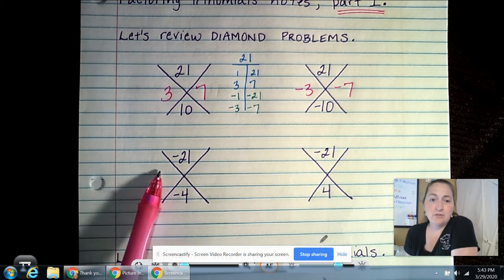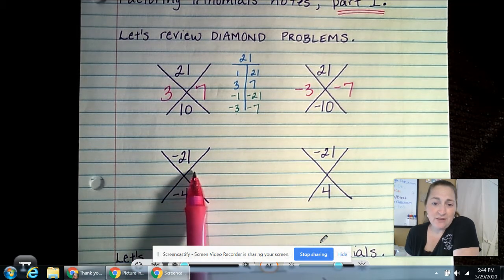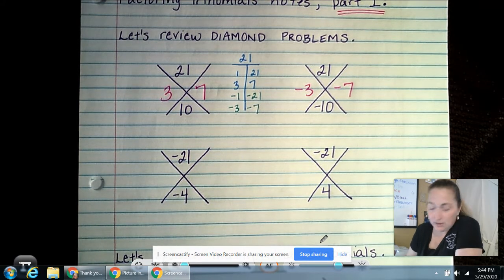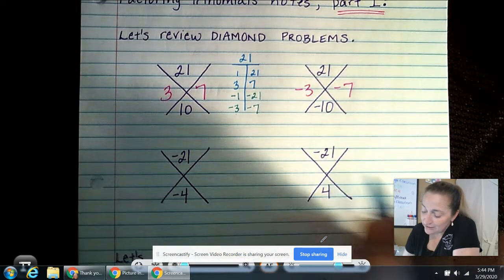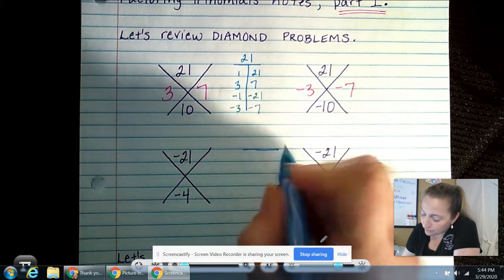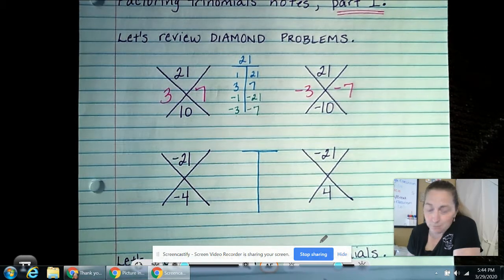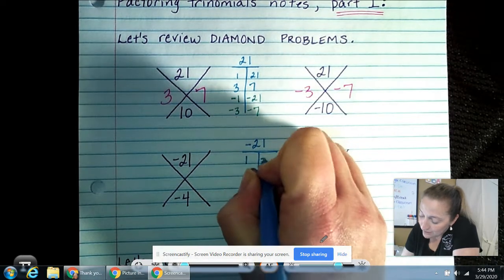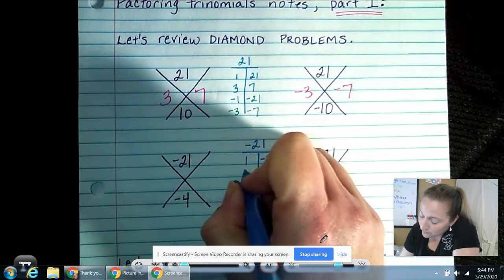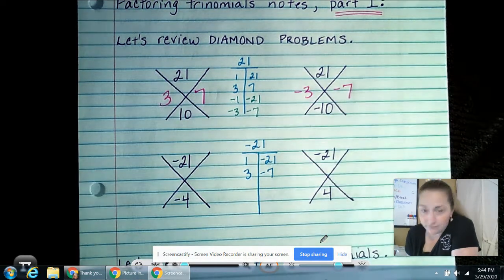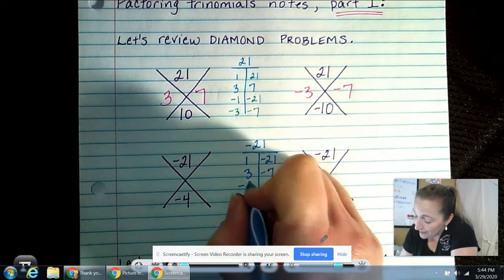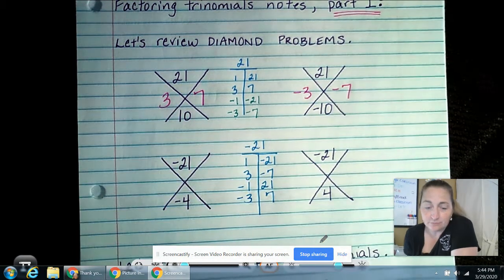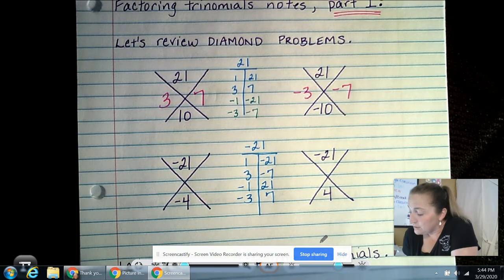Okay, so now you see some similarity here. We've got these 2 diamond problems. If I look here, my product is a negative 21, okay? Well, the way I get a product of a negative is by multiplying a negative times a positive. So now, my possible combinations to get negative 21 would be 1 times negative 21, 3 times negative 7, or we could use negative 1 times positive 21, negative 3 times positive 7.